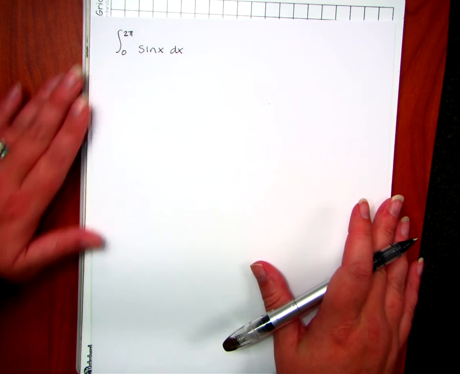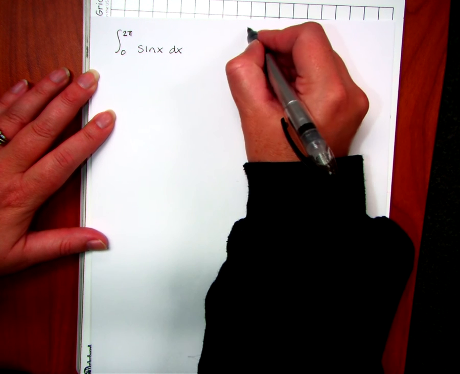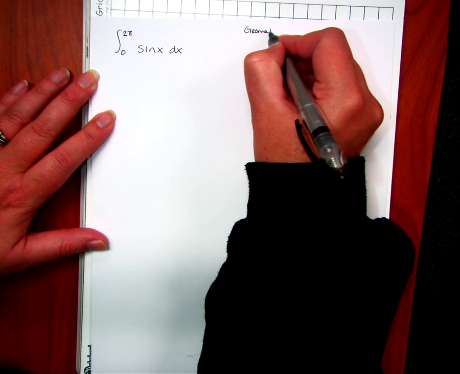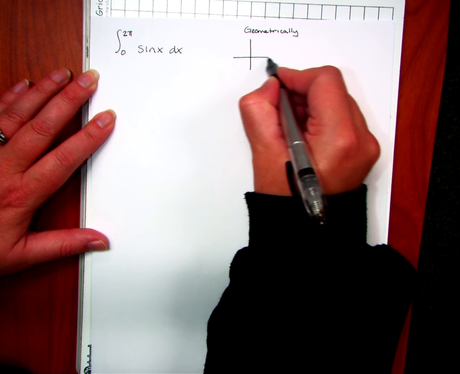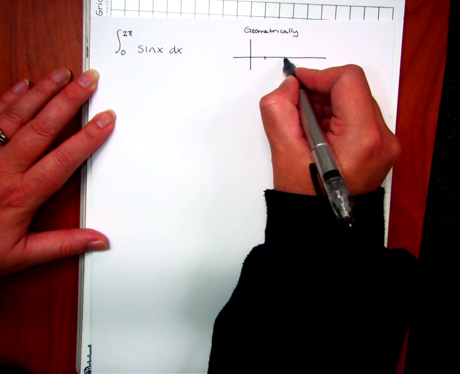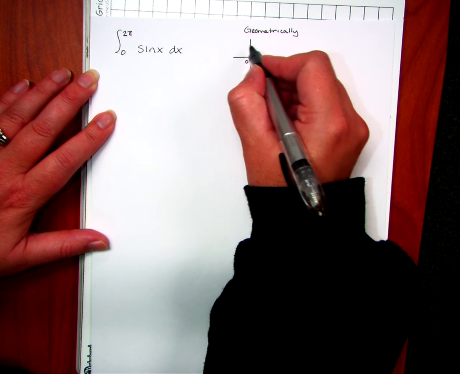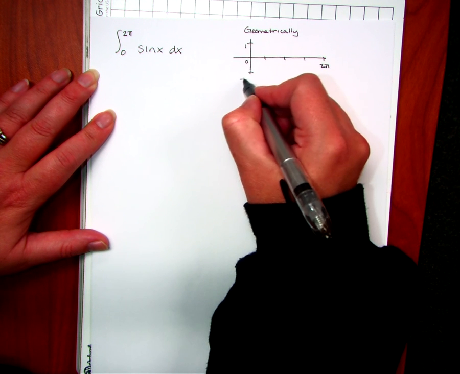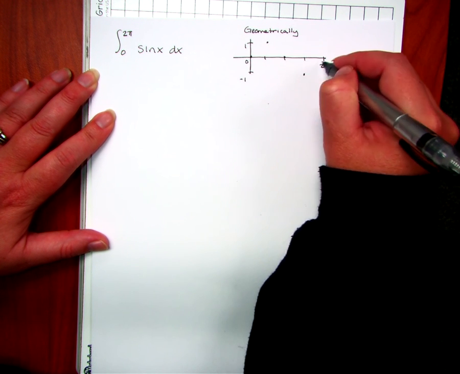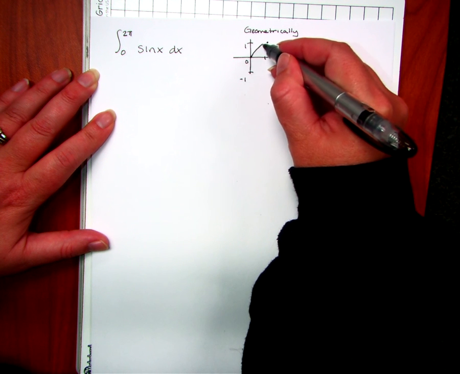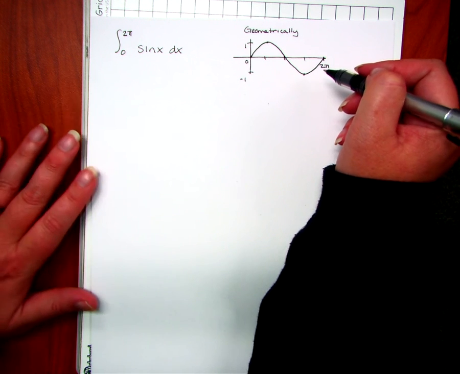Okay, the integral from 0 to 2 pi of sine x. Let's do it geometrically first. All right, so I want to graph sine x from 0 to 2 pi. As you can see, the sine curve goes something like this, right?